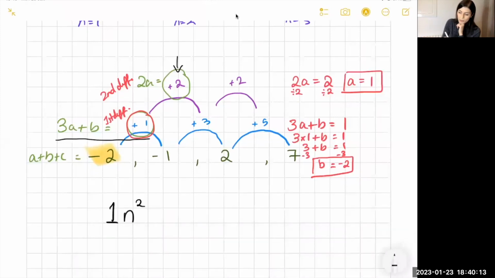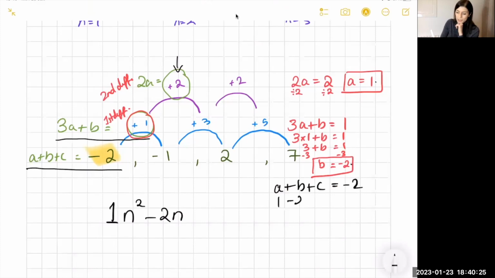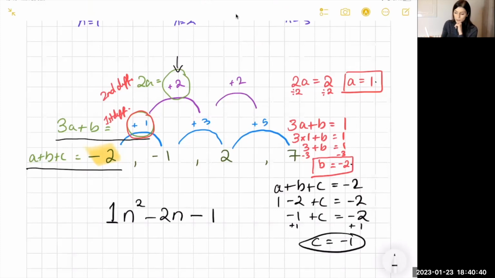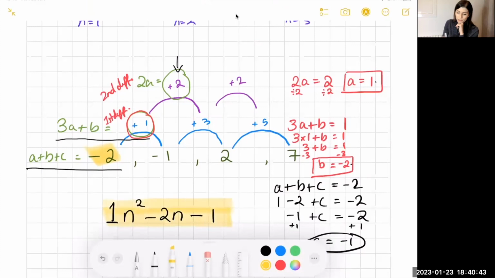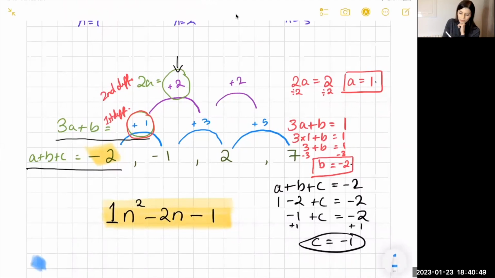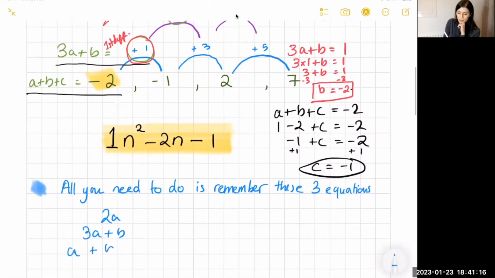So this is, the b is your number that goes in front of the n, and now we're just left to work out what our c is. So you say a plus b plus c equals -2. We put in our a, which is 1, we put in our b, which is -2. So 1 take away 2 is -1, and you add 1 to both sides to get c is -1. So our last number at the end is -1, and this is your nth term. So all you need to do is remember these 3 equations, 2a, 3a plus b and a plus b plus c.